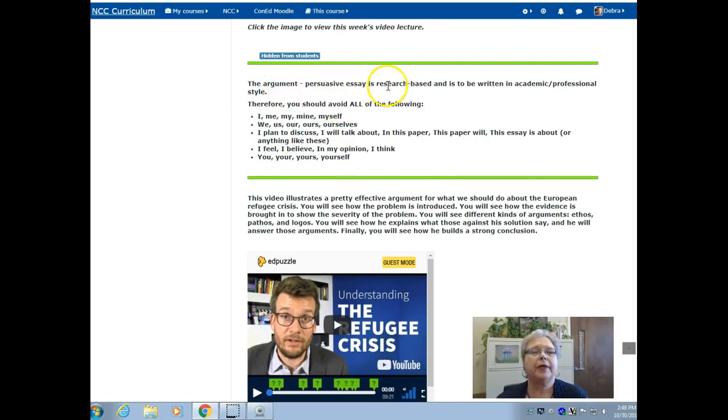The argument persuasive essay is research-based and is to be written in academic professional style. Therefore, avoid all the following. You don't want to use I, me, mine, myself. You particularly do not want to use words like I feel or I believe or in my opinion or I think, because these are things that weaken your argument.